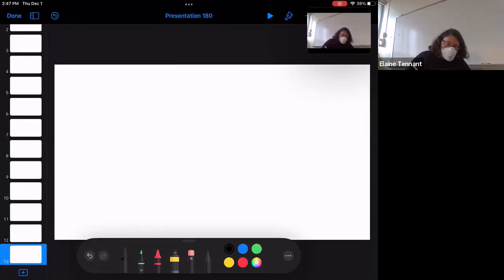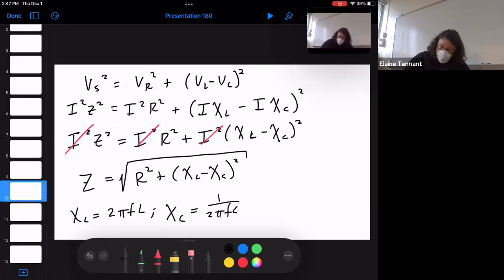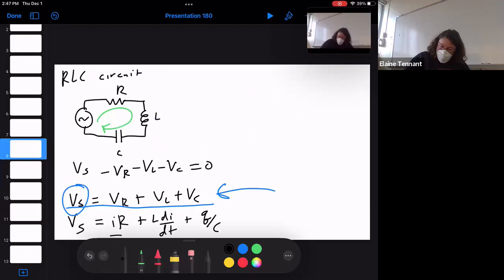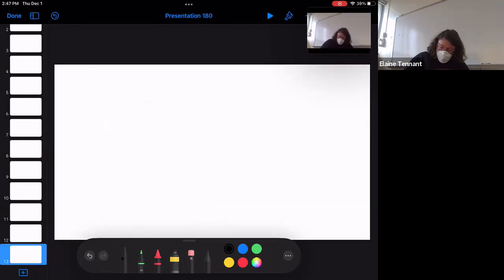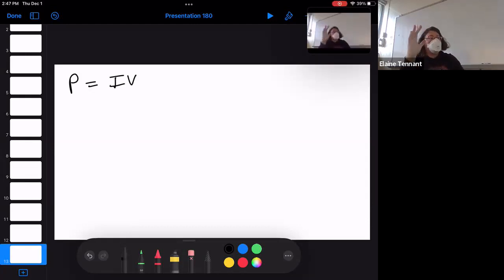So now if I want to think about how this circuit is going to burn power, I need to think about the current through the circuit versus the voltage of the source. So for that one, I'm going to look at power equals current times voltage, because they're both doing things.